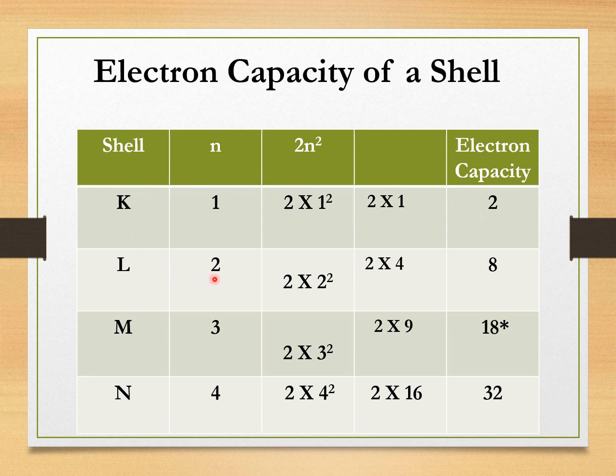That of the second shell is 8. The electron capacity of the third shell is 18 and the fourth shell is 32. Now here look at the electron capacity of the third shell carefully. Though the electron capacity is 18, the electron capacity and the number of elements are different things. How? Let us see.